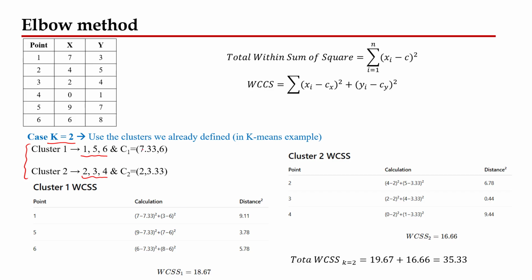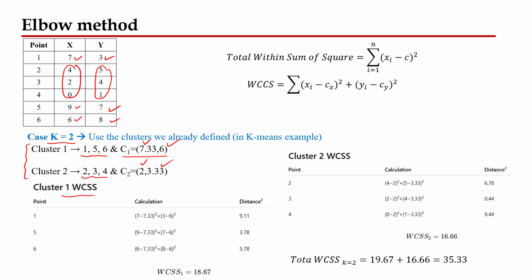So first of all, we are going to calculate the center point for cluster 1, which is 5 plus 9 plus 7... that is, 7 plus 9 plus 6 divided by 3. So we will get 7.33. Then 3 plus 7 plus 8 divided by 3, we will get 6. Similarly for cluster 2, we are going to take the average, which means 4 plus 2 plus 0 divided by 3. So this is a center point. Then 5 plus 3 plus 1 divided by 3, we are getting this center point.